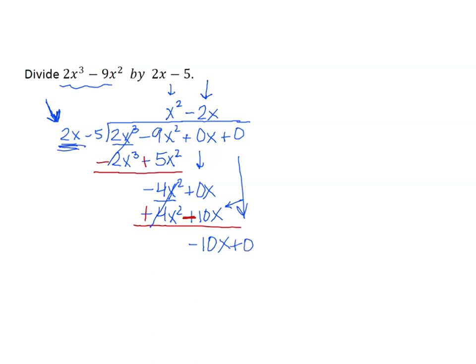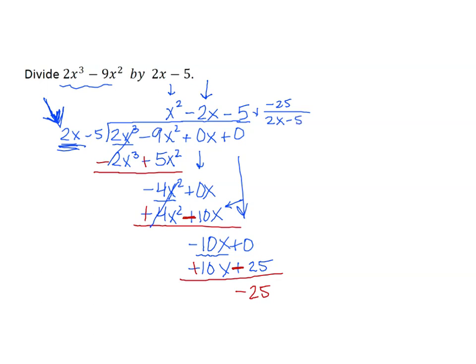2x goes into negative 10x, negative 5 times. Multiply that negative 5 by my divisor. Negative 10x minus 25. Oh wait, plus 25. Draw the line, change the signs, and I get negative 25 as my remainder. So when I write my remainder, I'm going to add a negative 25 over 2x minus 5.